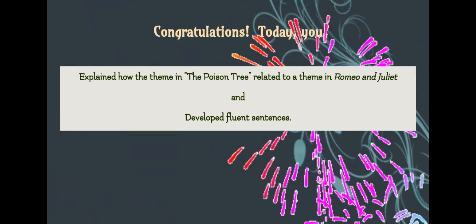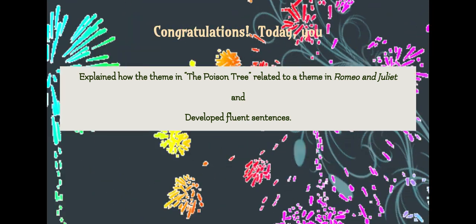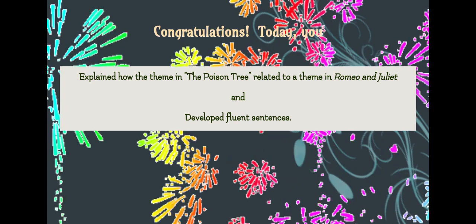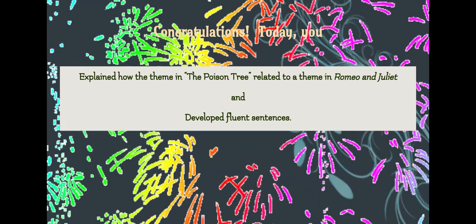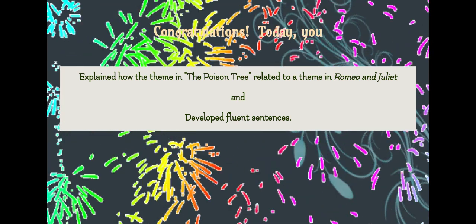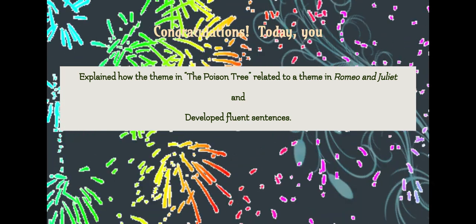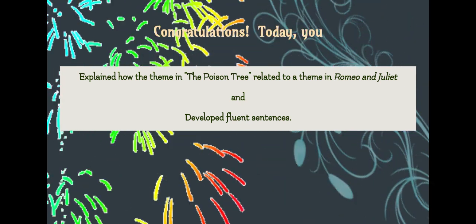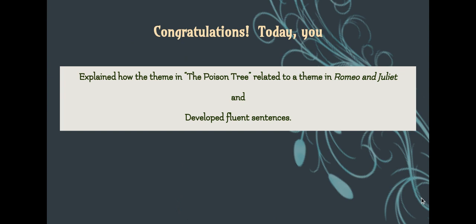Congratulations! You have completed Section 3, Lesson 7 of the Romeo and Juliet unit. In this lesson, you explained how the theme in The Poison Tree related to a theme in Romeo and Juliet, and you developed fluent sentences.